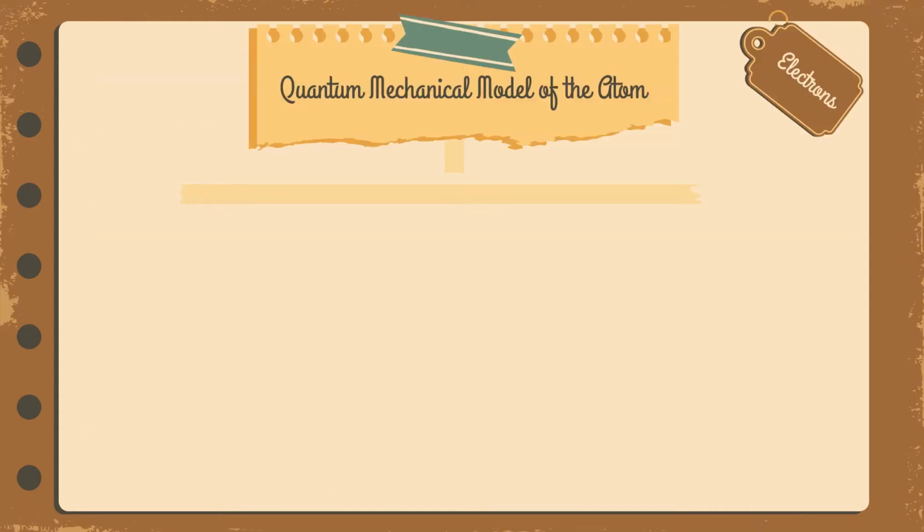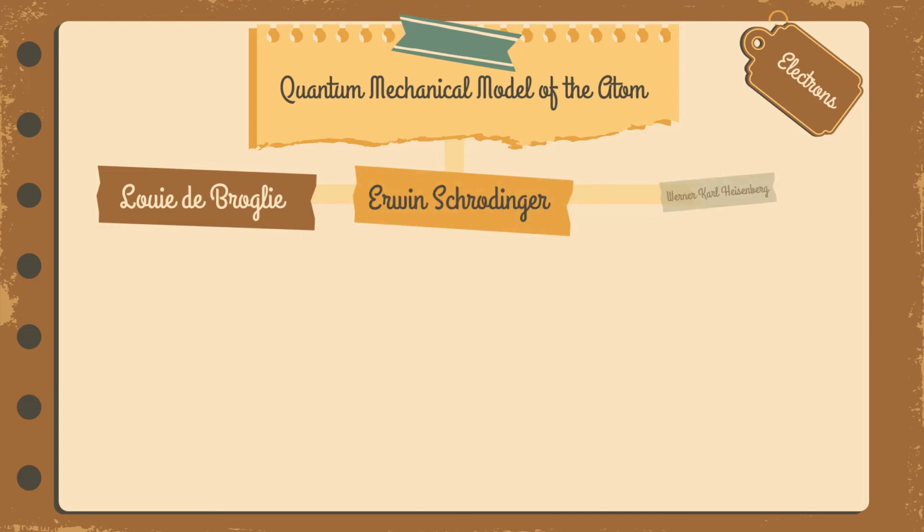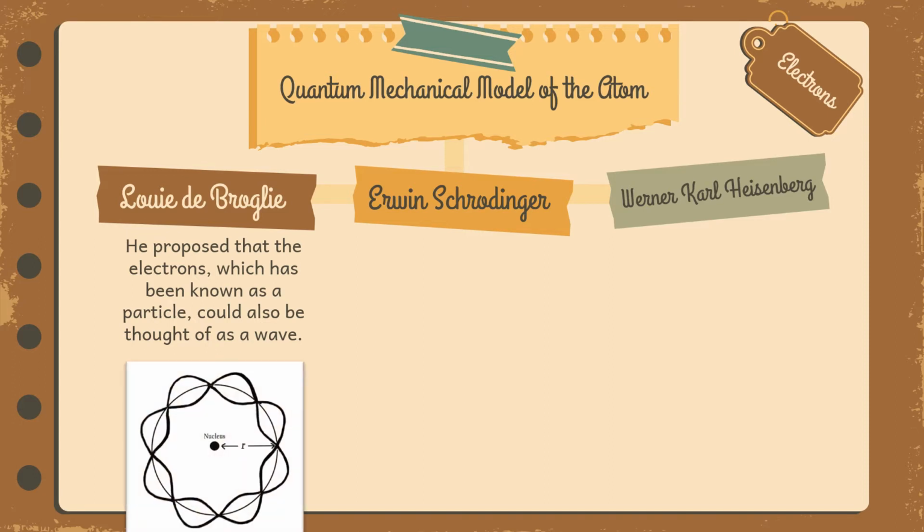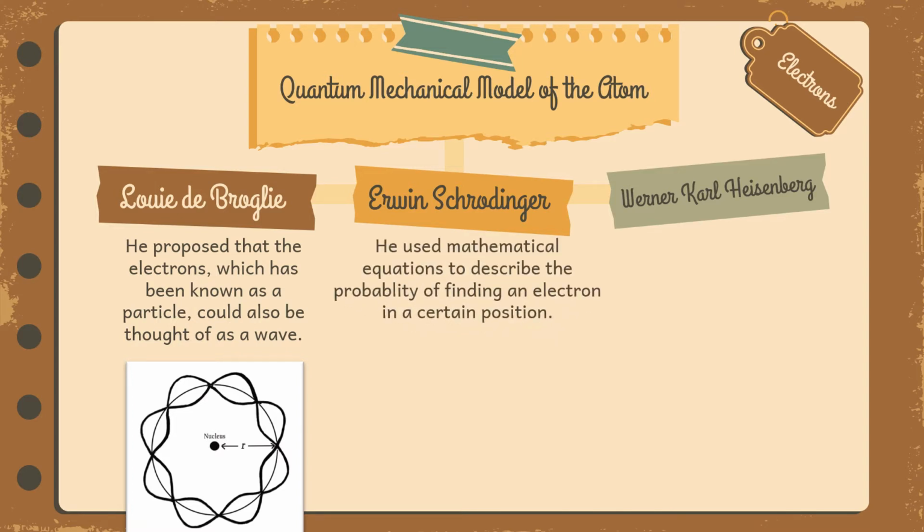The quantum mechanical model of an atom is described by three scientists: Louis de Broglie, Erwin Schrödinger, and Werner Karl Heisenberg. De Broglie proposed that the electron, which has been known as a particle, can also be thought of as a wave. So he described electrons as having a particle property and a wave property, while Schrödinger used mathematical equations to describe the probability of finding an electron in a certain position.